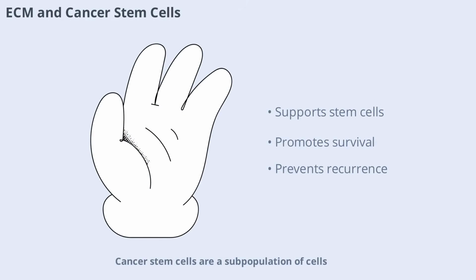Cancer stem cells are a subpopulation of cells within tumors that can self-renew and drive tumor growth. The ECM provides a niche that supports these cells, protecting them from therapy and promoting their survival. Disrupting the ECM cancer stem cell interaction is a potential strategy for preventing tumor recurrence.